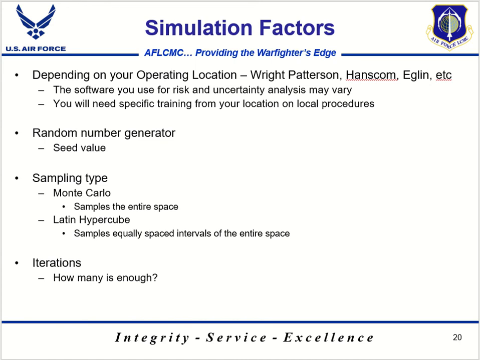Depending on where you work, what your operating location is, the software that your organization uses for the risk simulation may vary. So you'll require specific training on that software tool and the specific parameters that your location uses. A few examples of these parameters are listed here. You'll always want to start with the same seed value for the random number generator so that you can reproduce the same result. You may use Monte Carlo or Latin hypercube sampling types, and most locations probably have a recommendation on how many iterations or trials to run that is sufficient to produce model convergence.